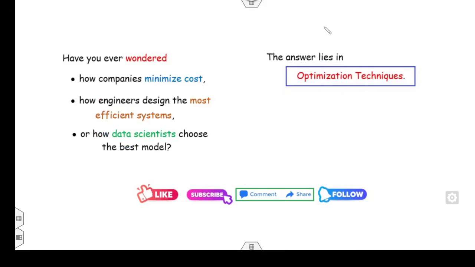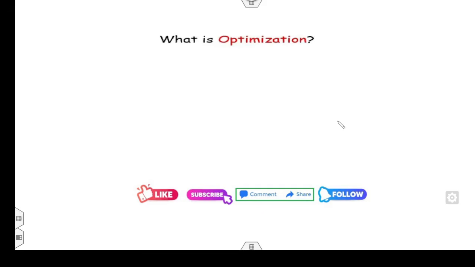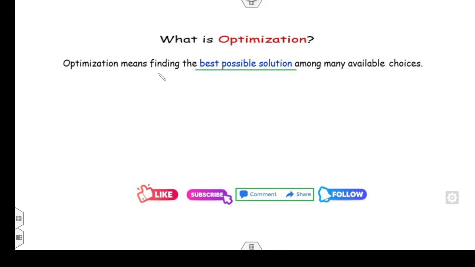So basically, what are optimization techniques? It's a process, or you can say a technique, to find the best possible solution. Optimization is a process to find the best possible solution among the various available choices. If we have many choices and we have to pick one best solution, then the way we find that solution is called optimization techniques.